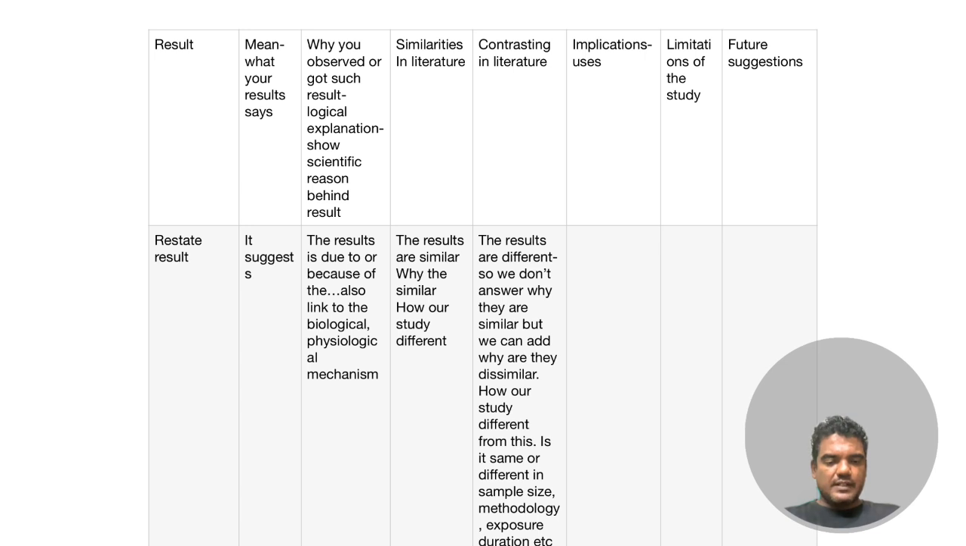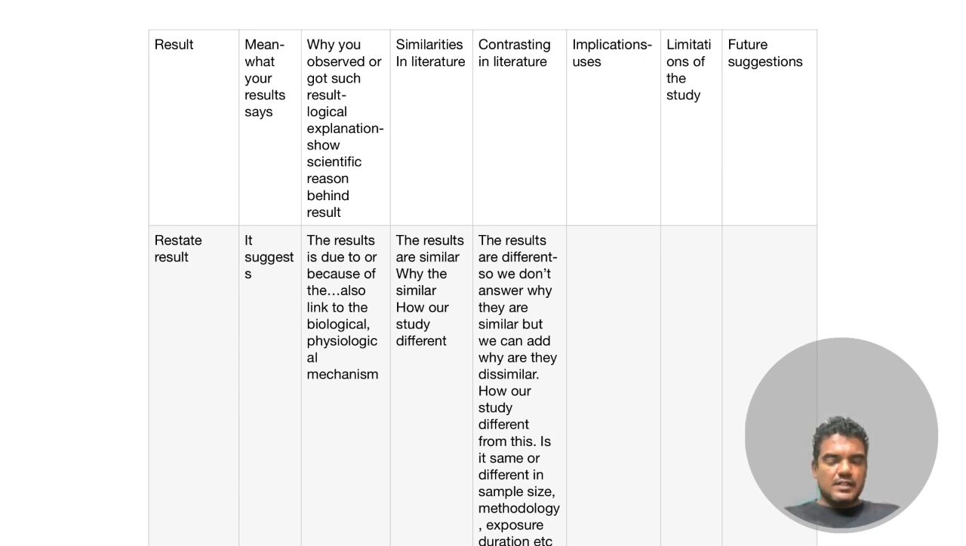So first we write the research problem, followed by the key findings. Then we start explaining each key finding. For example, the research question is like this: investigating the anti-cancer property of a drug in cancer cell lines. That is the research question.